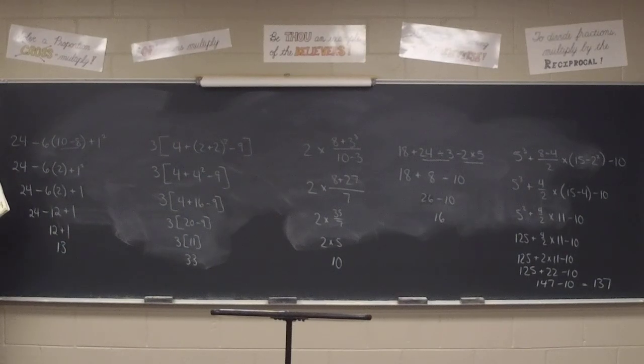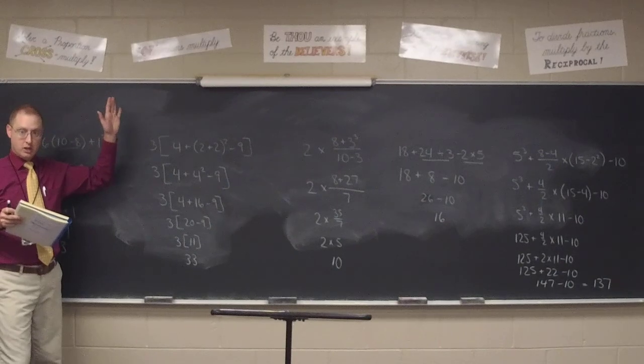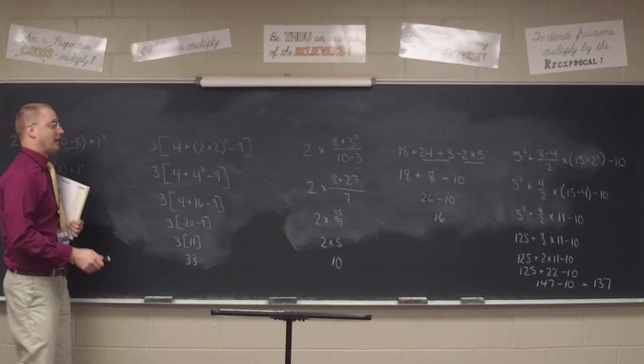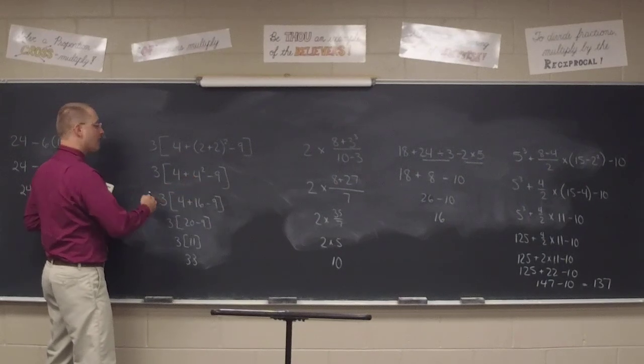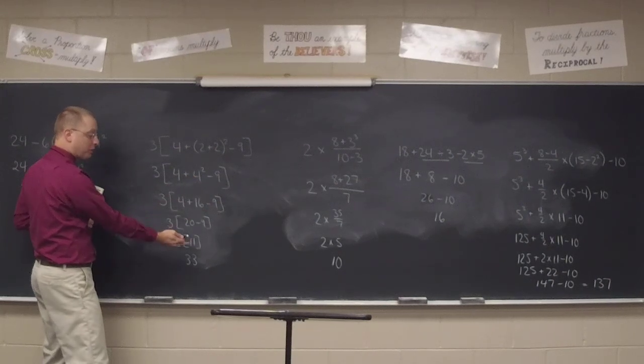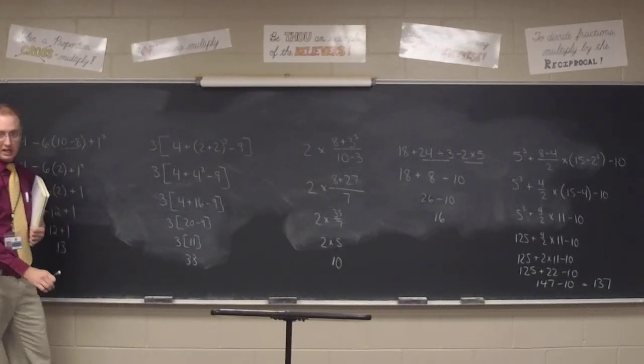Looking at number 10, how many got 33 for your answer on number 10? All right, for those of you who didn't, check your work. Again, starting here with the parentheses to get a 4, then square it to get 16. Then go straight across with your addition. You end up with an 11, and since the 3 is up against the 11, we get 33.